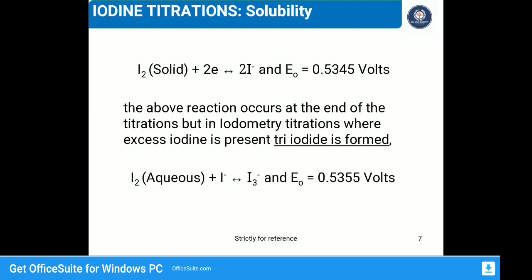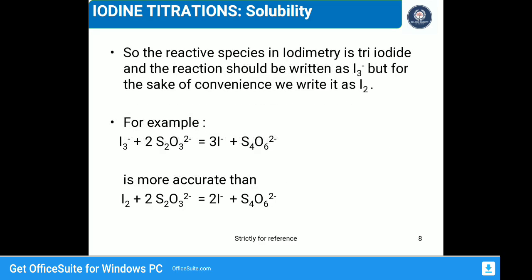The above reaction occurs at the end of the titration, but in iodometric titration, where excess of iodine is present in the form of triiodides, the reaction is shown on the screen. So the reactive species in iodometry is triiodide, and the reaction should be written as I3 minus, but for the sake of convenience we write it as I2, which is explained very well by the reactions showing on the screen.